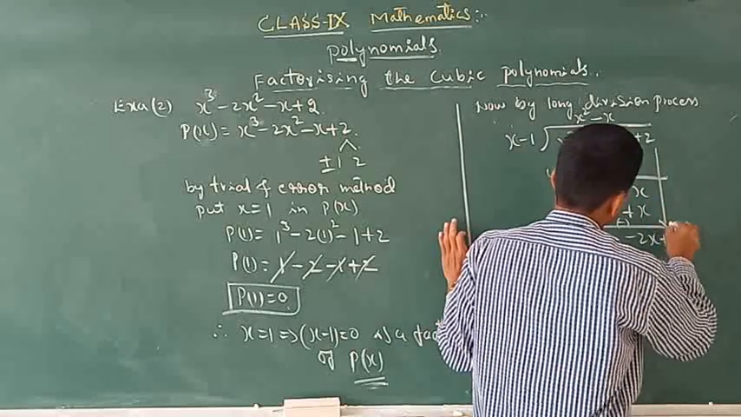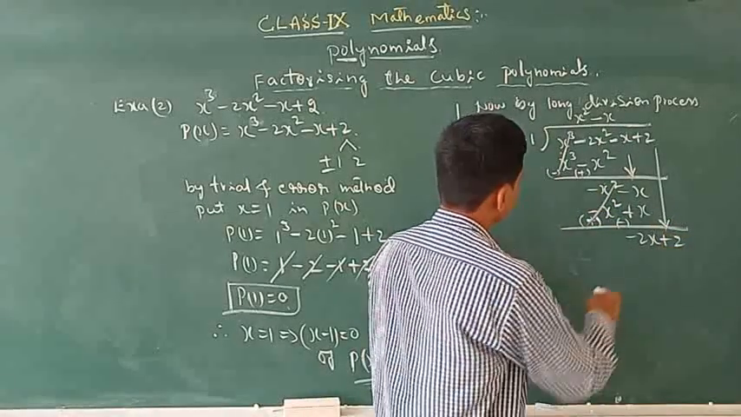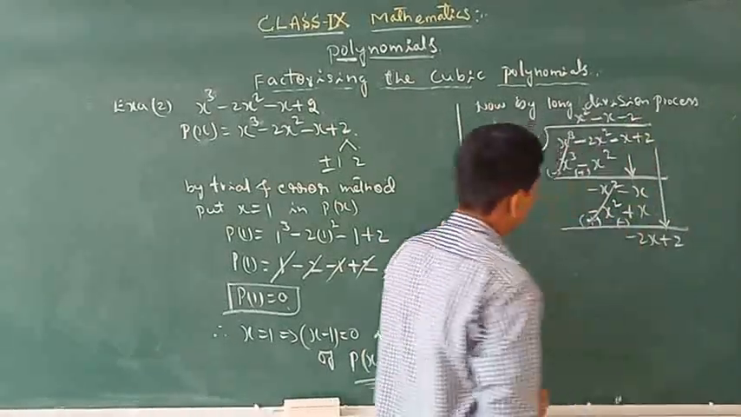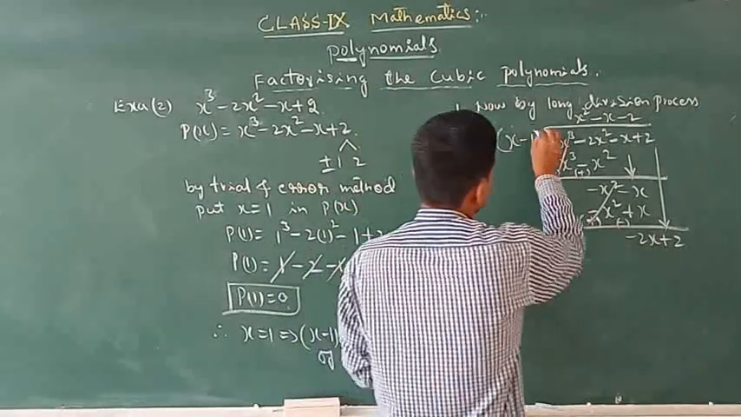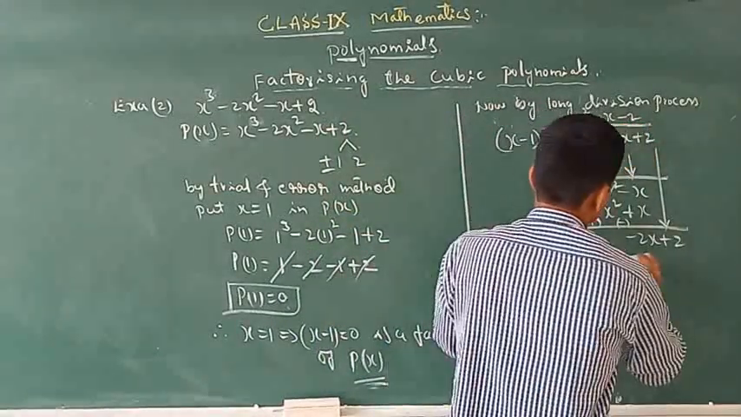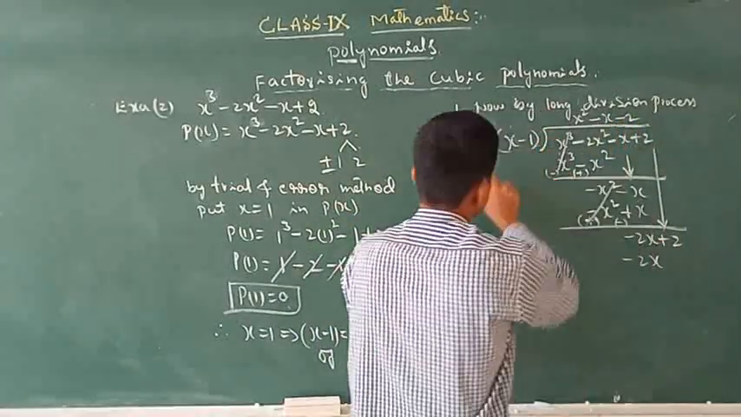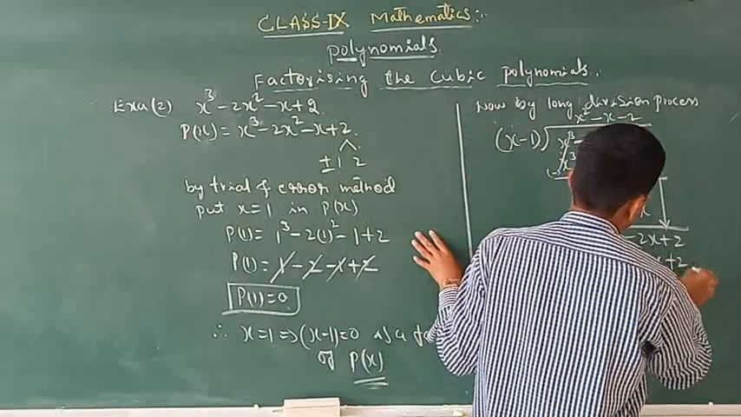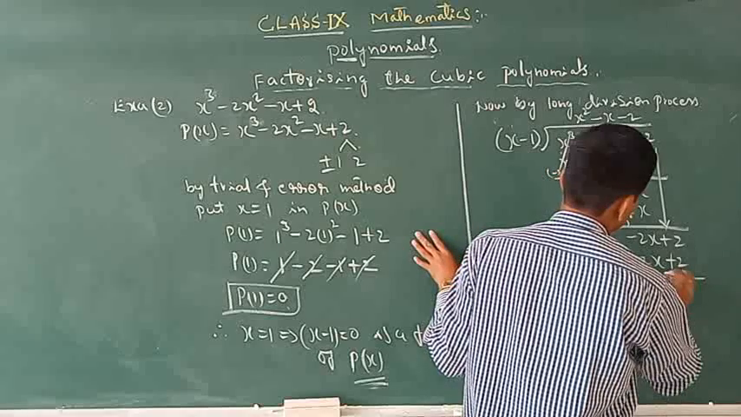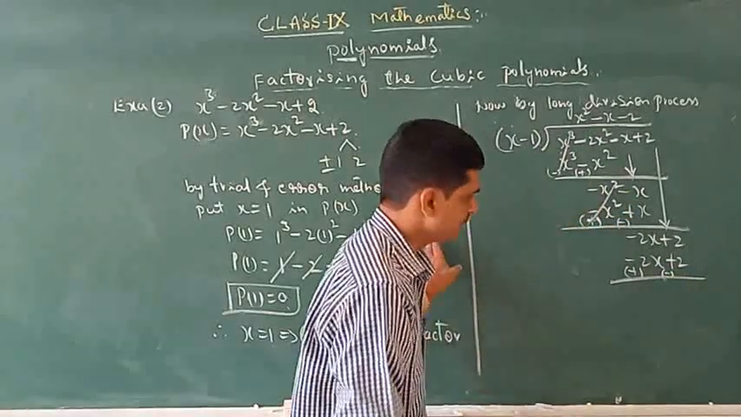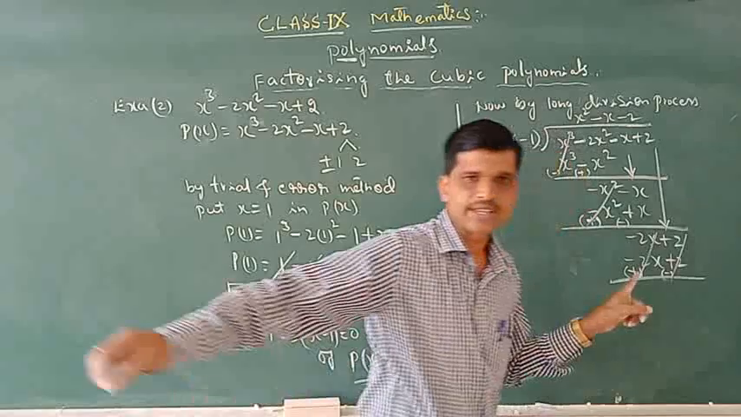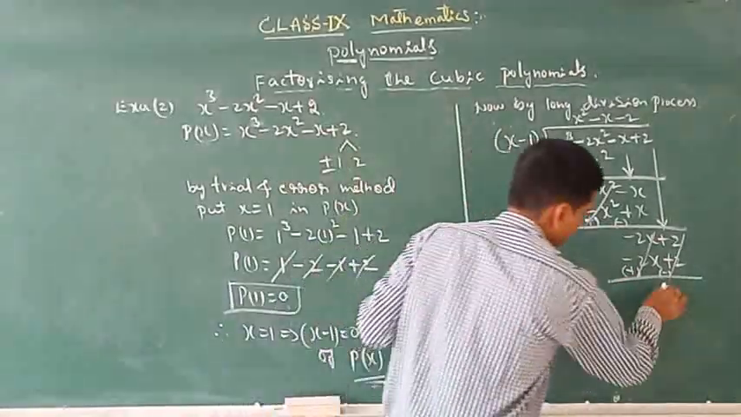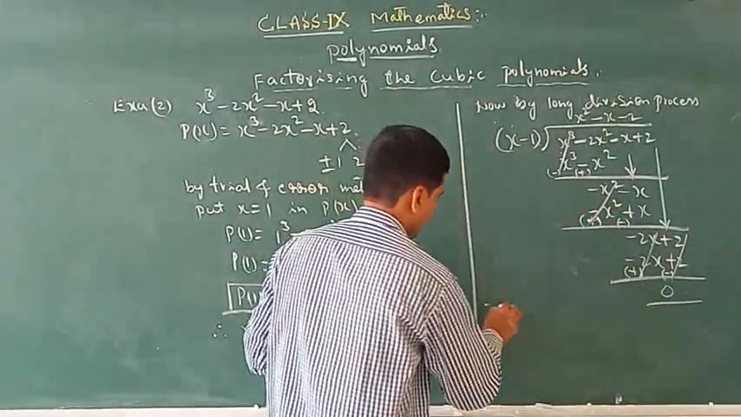This comes down. So here multiply the divisor with minus 2. We get minus 2x, and minus into minus gives plus 2. With the opposite sign on subtraction, minus 2x plus 2x cancel out. So the remainder becomes 0.